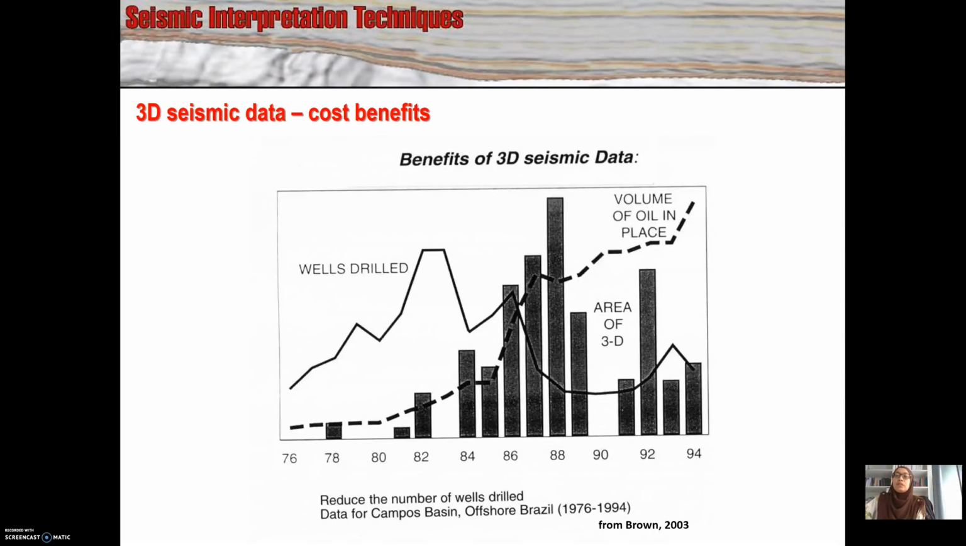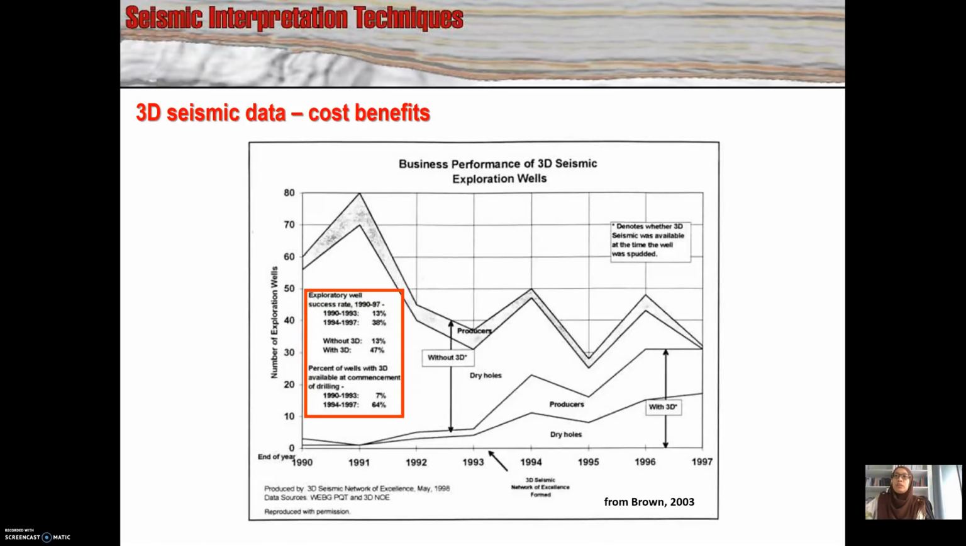So this is an example from 1976 to 1994 where we have an increase in 3D and an increase in the oil volume found. You can see a better success rate. We have fewer dry holes when we have 3D data.